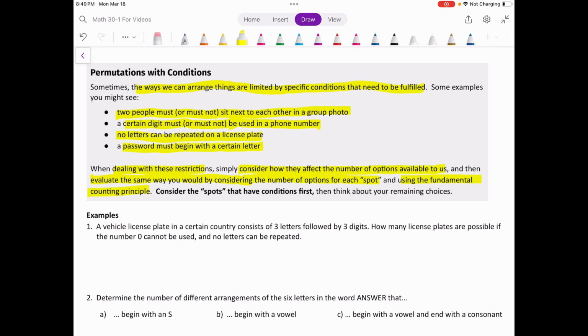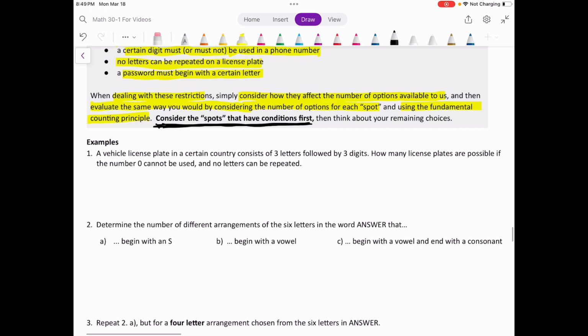Word of advice here, okay, I strongly recommend deal with the restrictions first. Consider the conditions first. That is always going to make life easier, okay? Deal with those first, and then the ones that don't really have rules about, you kind of fill in with just whatever is left to choose from. So always go with the restrictions first so that you've dealt with those, and then everything else doesn't have a restriction, so you just fundamental counting principle your way through it. Okay, let's try it out, see what it looks like.